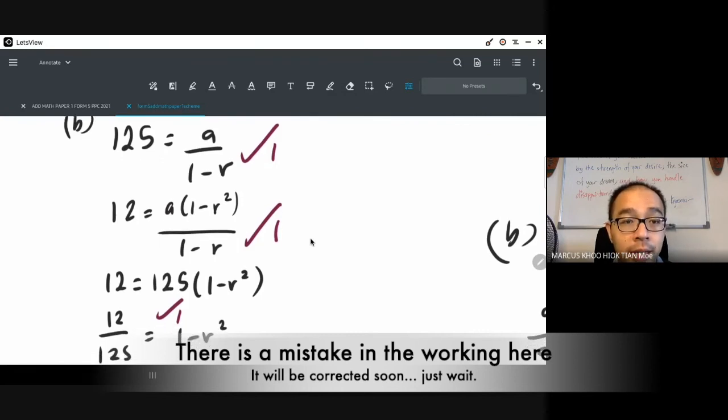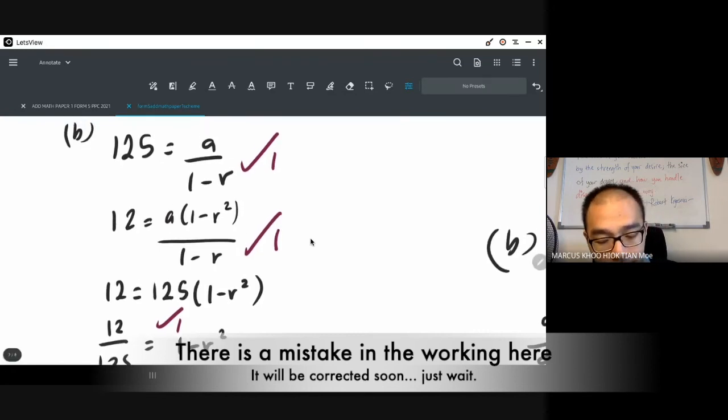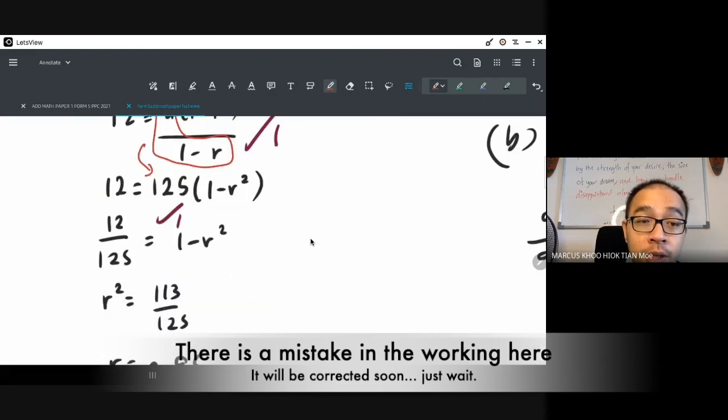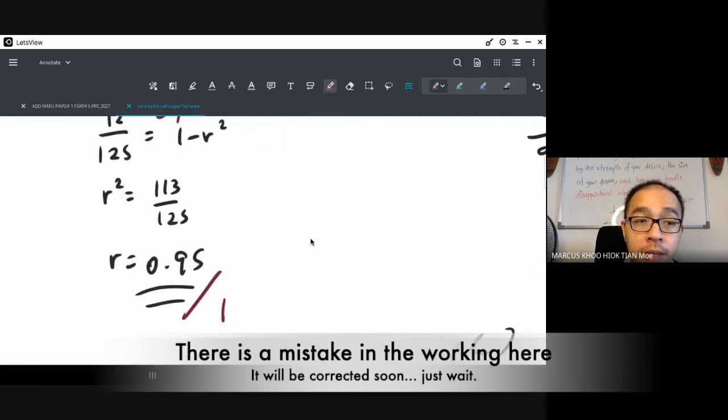Okay, and then after that, you will notice that actually this and this, you can replace it in. That's why we get the 125 over there. So 12 over 125 equals 1 minus r squared. Okay, and then you move things across. The r can actually be positive and negative. But if you just give me the positive value, I will accept it as it is. Okay, r equals 0.95.